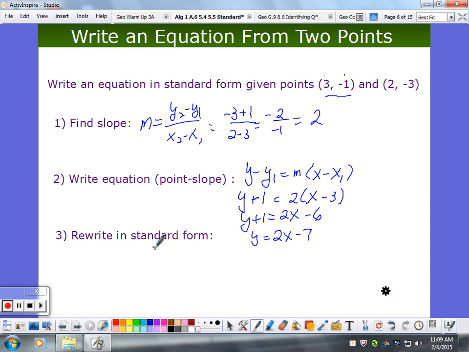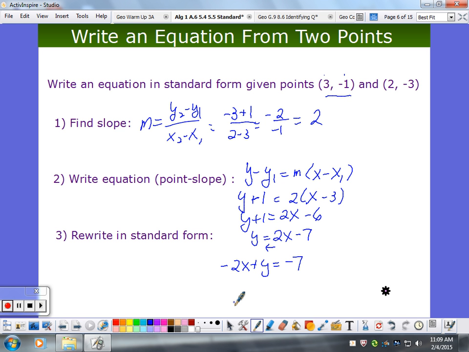Now it says put it in standard form. So when you are in slope-intercept form, you basically want to move the x term over. If it's positive on this side, it will be negative on the other side. Okay? Now I'm kind of done. That is standard form. Is it best?